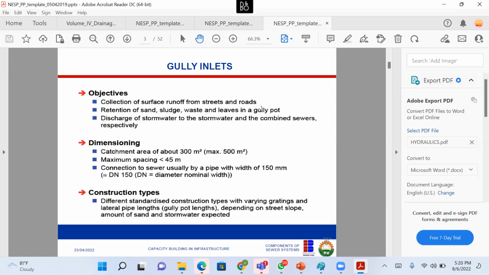Gully inlets. What is the objective of gully inlets? It is to collect surface water from streets and roads. It will reduce retention of sand and sludge. But we don't implement this anyway. We don't go to desilt our inlets. We don't do it. What we see is that after a while they'll block. Too bad. Then you have the waste and other things. Then discharge of stormwater into the stormwater and the combined systems. Then dimensioning.